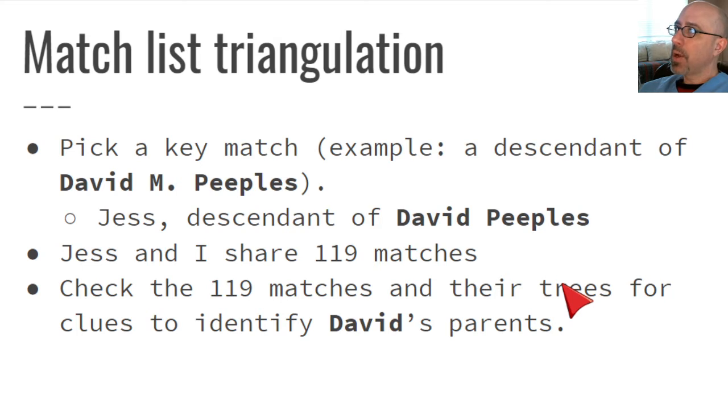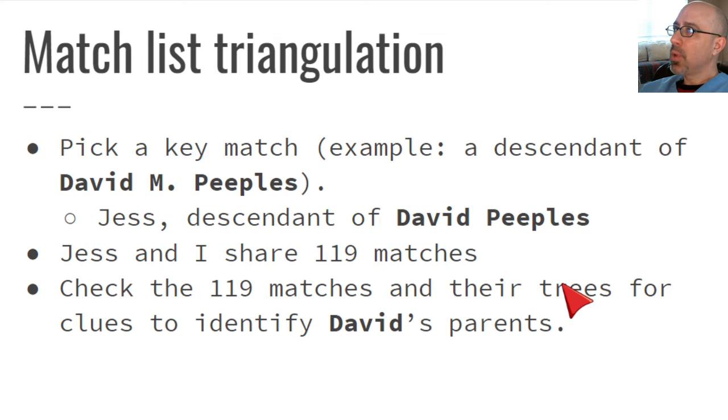So for me, if I want to employ match list triangulation, I might, for example, look for a descendant of David M. Peoples, who's been a long-standing brick wall. This brick wall is starting to crumble, but I'm still interested, of course, in finding out as much as I can. So I might pull up Jess, who happens to be a descendant of David Peoples. Jess is one of my DNA matches, a real DNA match. And when I pull her up, I find that we share 119 matches. So our shared match list is populated by 119 people who share DNA with both of us.